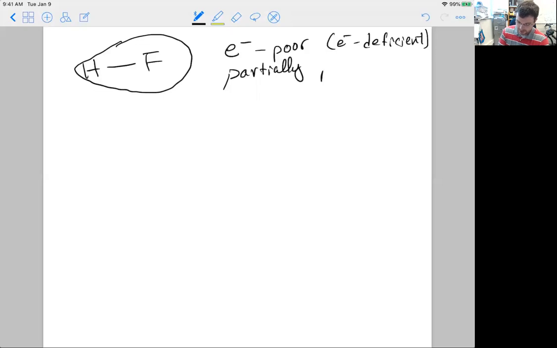So we have what's called a partial positive charge over the H. Now that's an important concept. In the electron poor areas, we're going to see a partial positive charge. Now, just like before, this is not an ion.